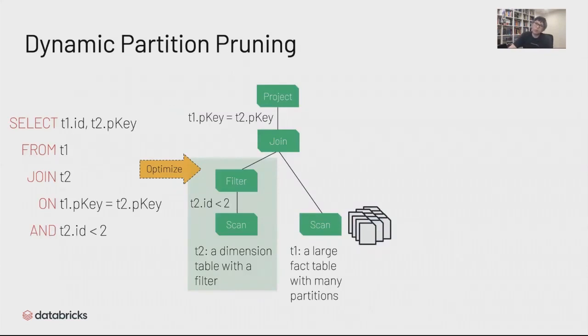So it is to prune the partitions of the join raised from a fact table T1 by identifying those partitions that result from filtering the dimension table T2. So let me explain this example step by step. So this is the query. After the Catalyst Optimizer, we'll generate this tree: project, join, filter, scan.